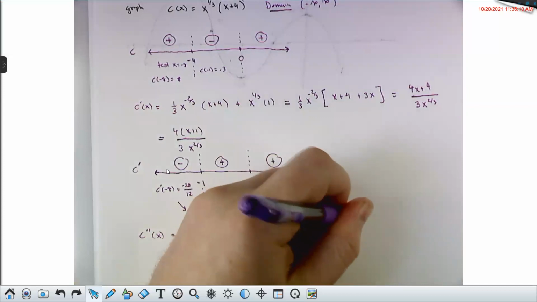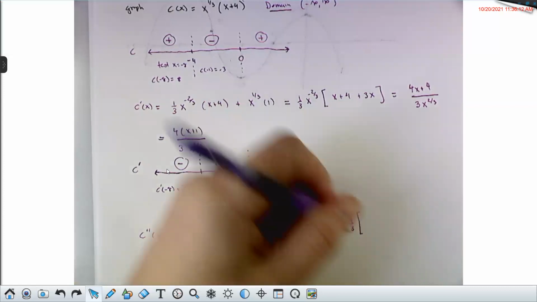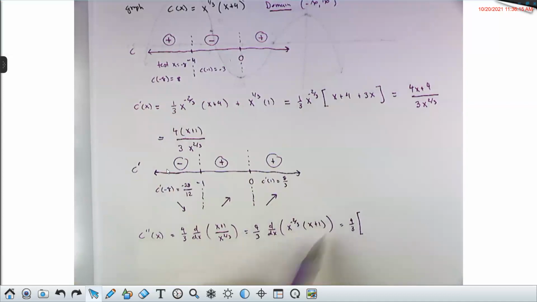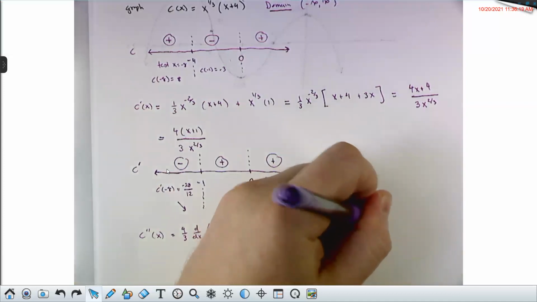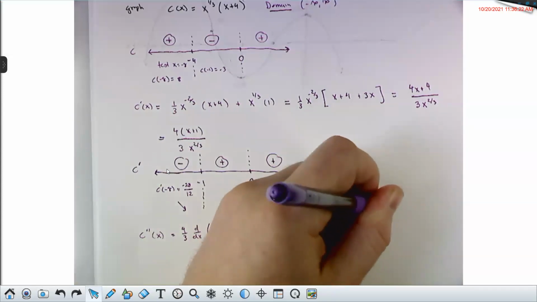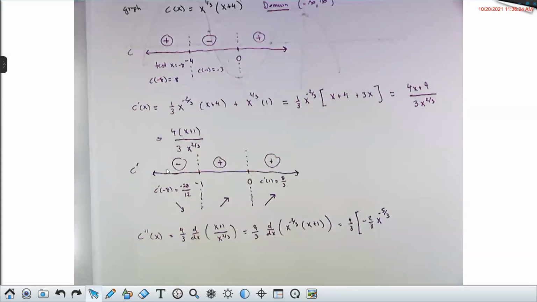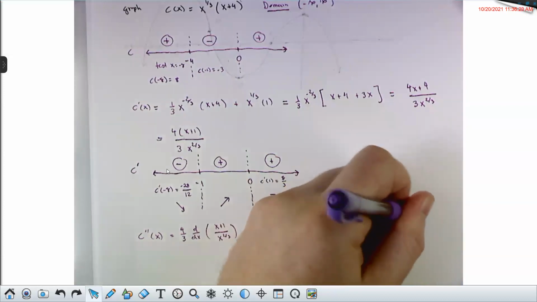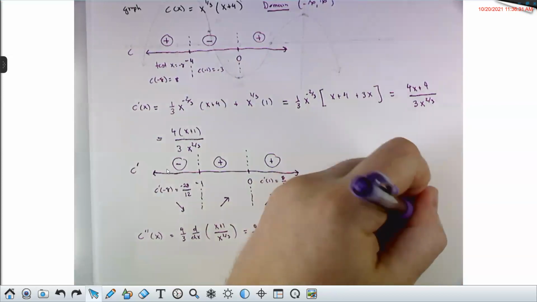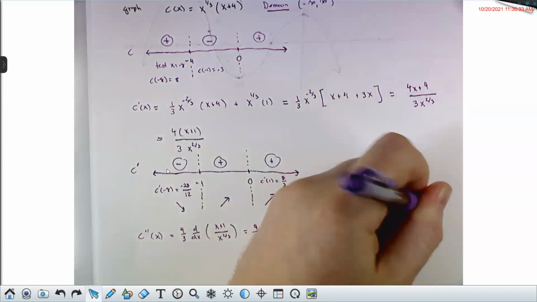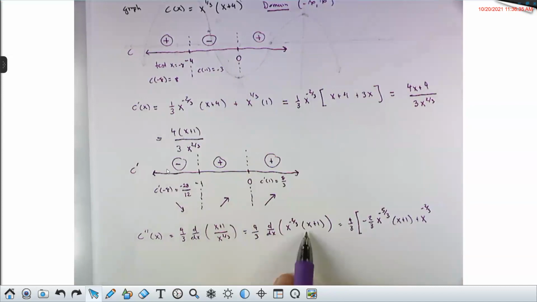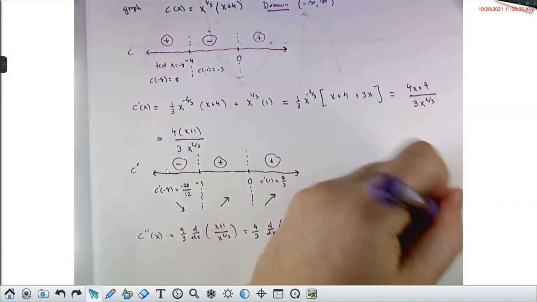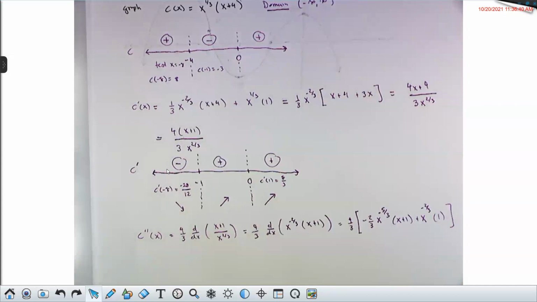So this is going to be 4/3, and then I'll open a big bracket. Product rule in here. X to the negative 2/3, when I differentiate that, will give me negative 2/3 x to the negative 5/3. And then I leave the x plus 1 alone. And then I add to that what I get when I leave x to the negative 2/3 alone and differentiate x plus 1. That's just 1. So here's my second derivative in all its gory detail.